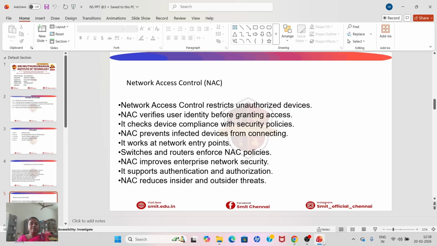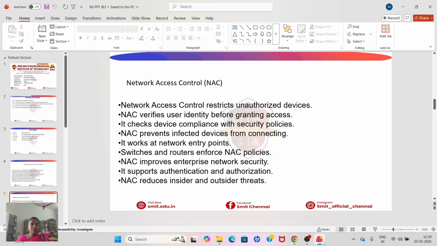It is a security solution that controls and monitors devices trying to access a network. It ensures that only authorized and secure devices and users are allowed to connect. It is mainly used in enterprise networks to prevent unauthorized access. It defines a security mechanism that verifies the identity and security posture of devices before granting access to the network.